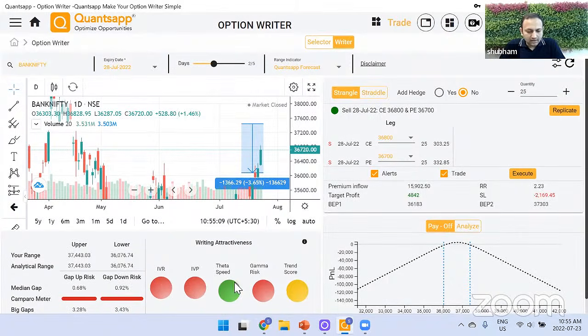Now, what are the other data points? Obviously the color coding is such that if most things are red, then there is a problem. But if everything is either yellow or green, then it is good.